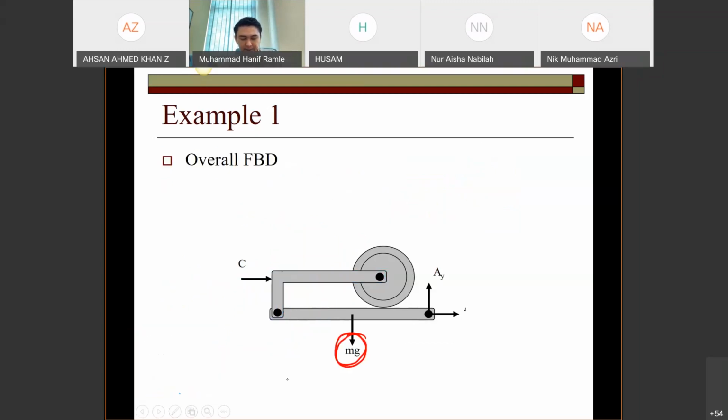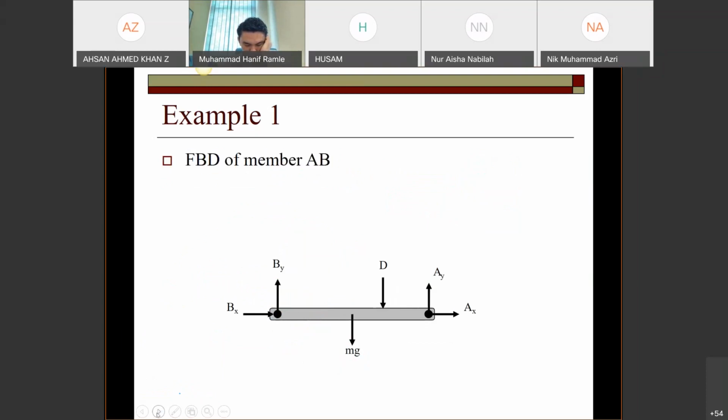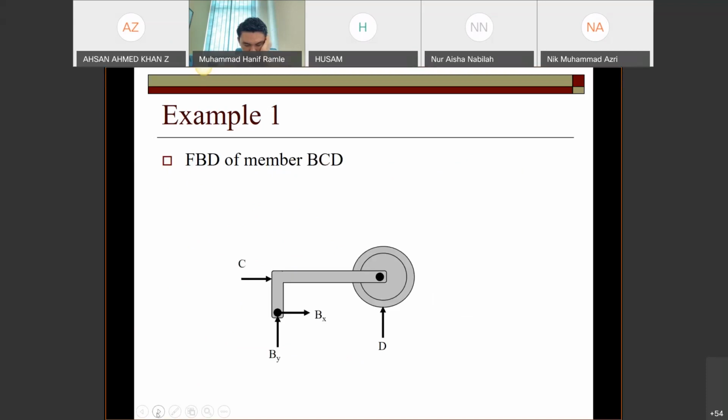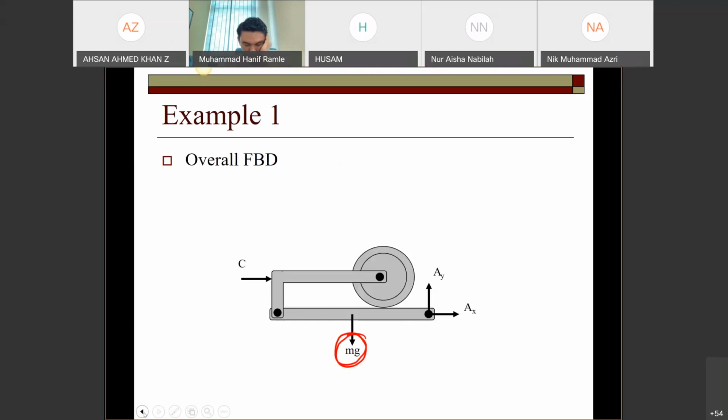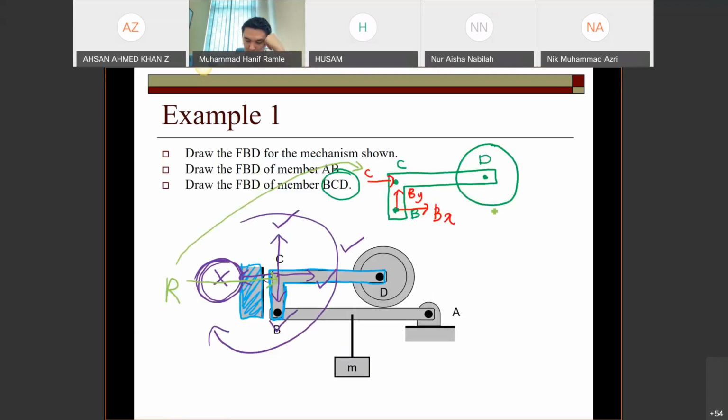Same goes for this one, it is also the same. Already done for this one. Member AB only. This is the FBD, and this is the BCD. Yes, same. And the point here, I forgot to mention. Point here.